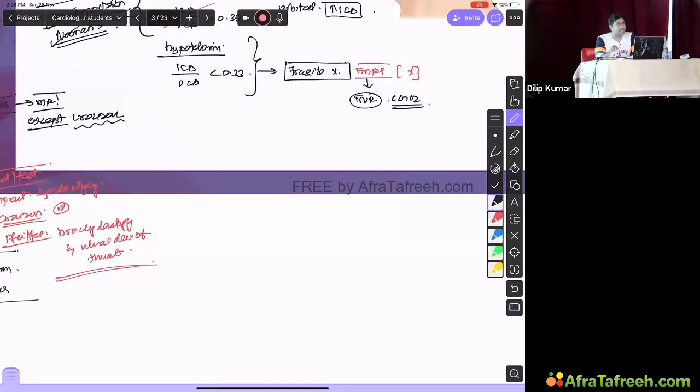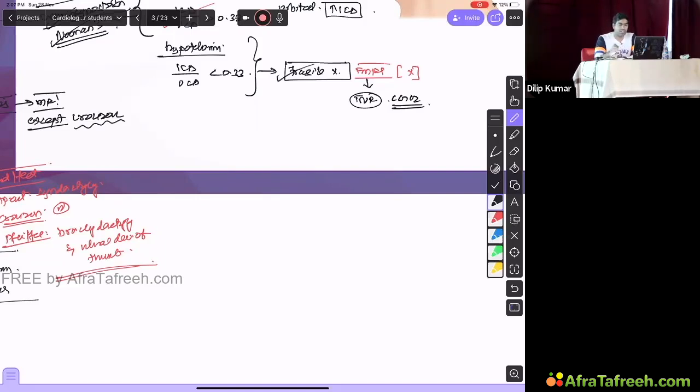Once again, I'll repeat. CAG, Huntington's disease. CTG is myotonic dystrophy, especially type 1. CGG is for Fragile X syndrome, FXS. And GAA is for Friedreich ataxia. Okay, these are important trinucleotide repeat disorders.